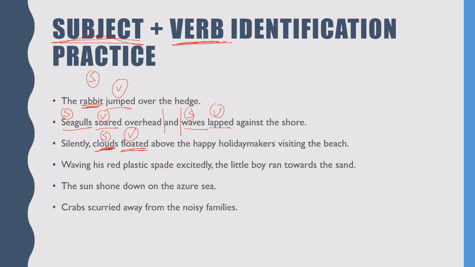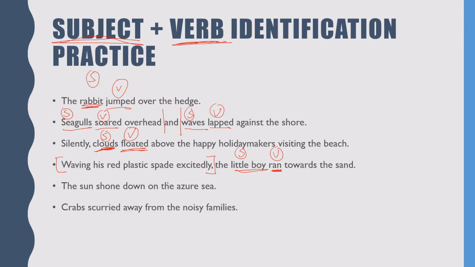Waving his red plastic spade excitedly, the little boy ran towards the sand. The subject here is the little boy, and what's he doing? He's running, subject and verb. This bit on the beginning is a subordinate clause, a verb phrase subordinate clause. You ask yourself, what else is the little boy doing other than running? He's also waving his red plastic spade.